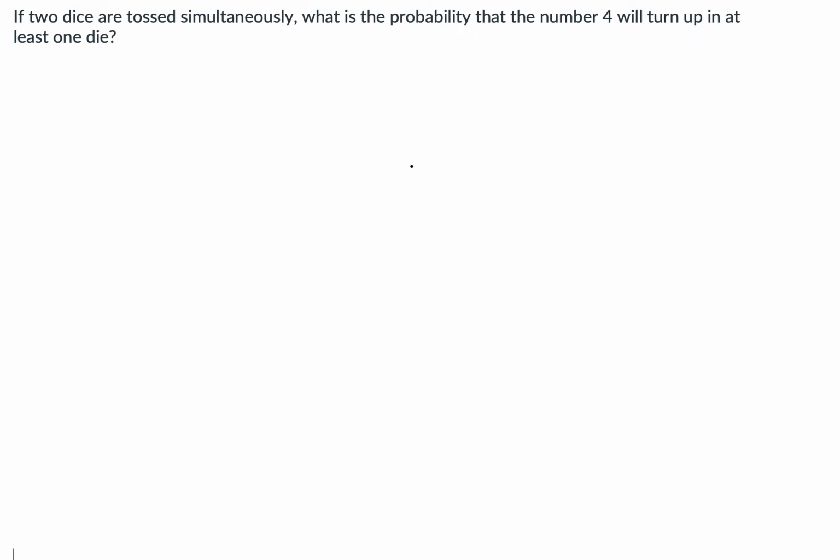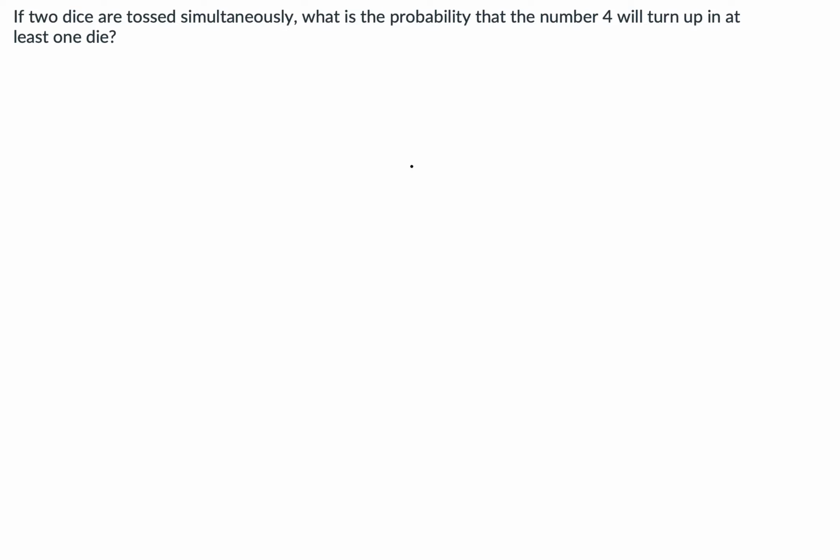Here we go. More questions, or probability questions answered. If two dice are tossed simultaneously, what is the probability that the number 4 will turn up with at least one die? Remember that two dice are tossed simultaneously. It was not explained what type of die, so by default we're going to understand that it is a normal, six-sided die.